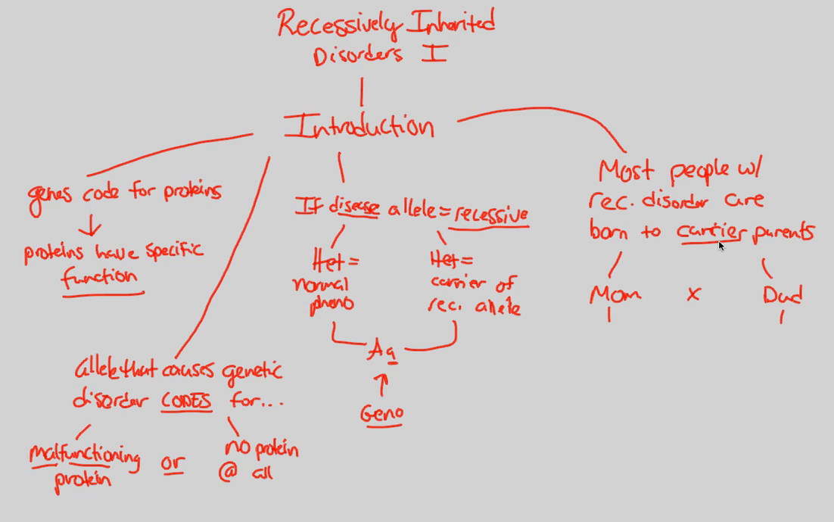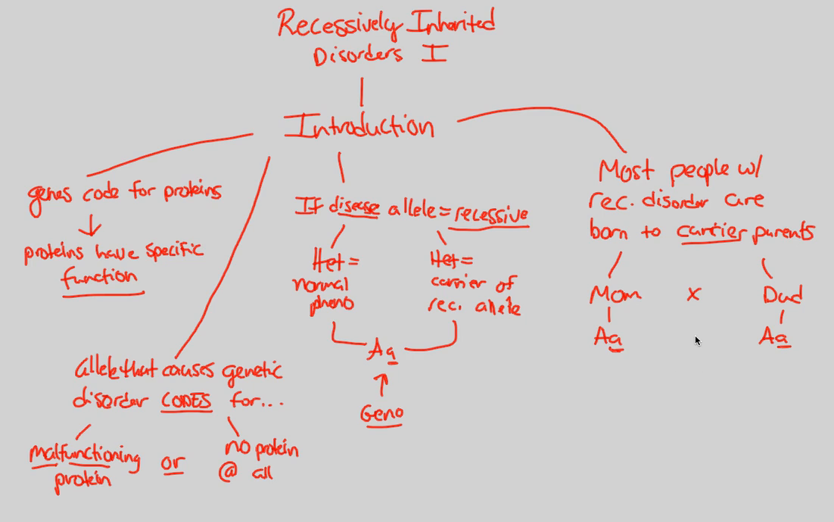If they're both carriers, what would be their genotypes? Same exact thing as we did here. They would both be Aa. Look, mom is carrying the recessive allele. Is she expressing it? No, because it's being masked by her dominant allele. Over here, dad is the same exact thing. He is a carrier. He is a normal phenotype.